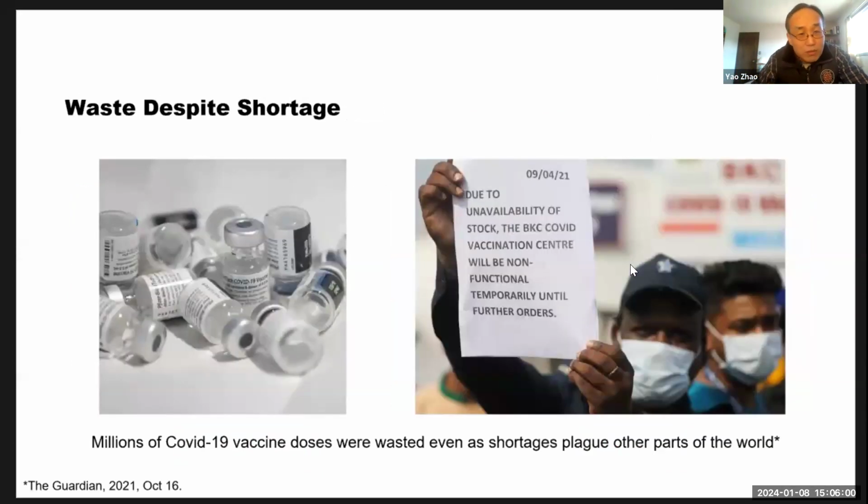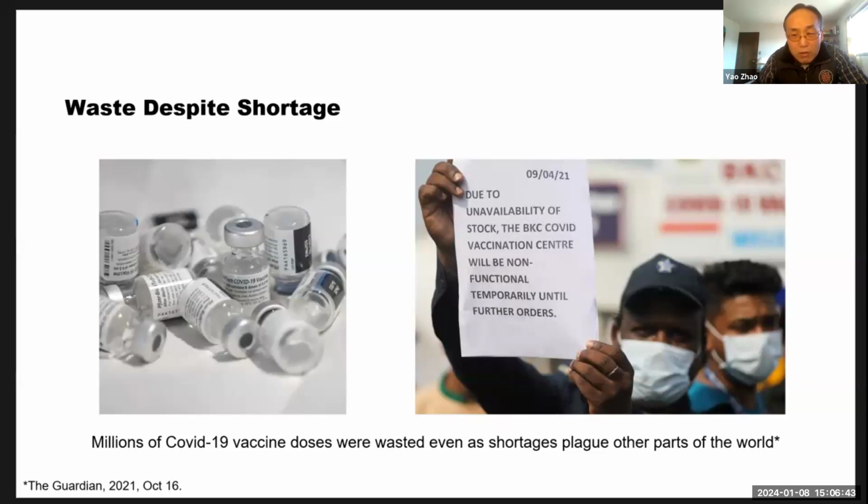Now, one of the biggest problems of supply shortage is actually waste. For instance, millions of COVID-19 vaccines were wasted, even as shortages plagued other parts of the world. It happened not only for COVID-19 but also for the regular flu season. This is a typical supply chain problem caused by hoarding, because somebody holds too much for themselves. It is a problem generated by shortage gaming and the prisoner's dilemma. These are important and contemporary topics for supply chain management education.